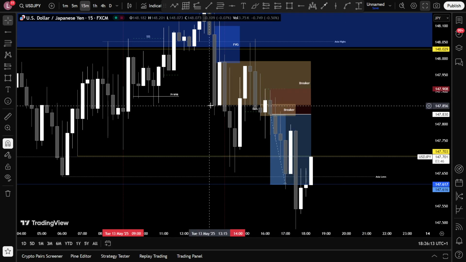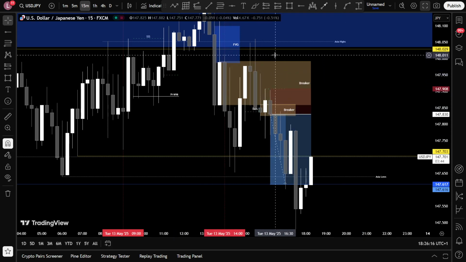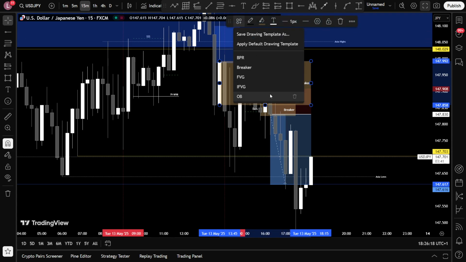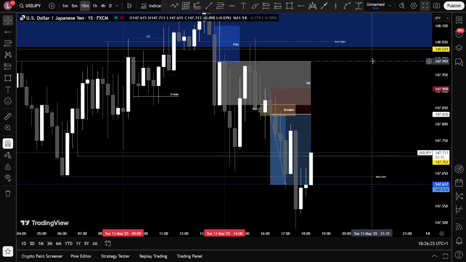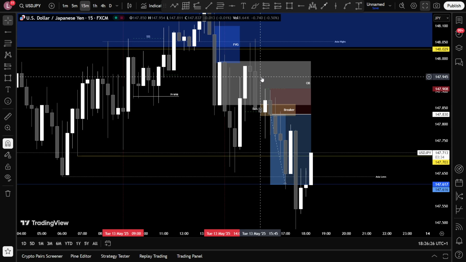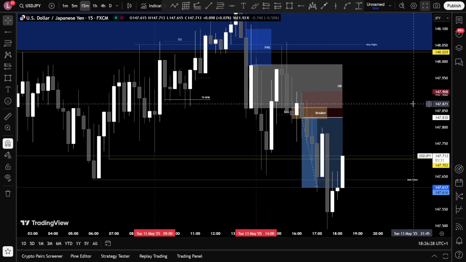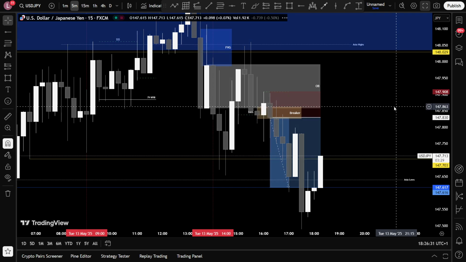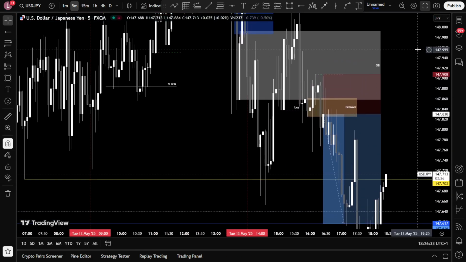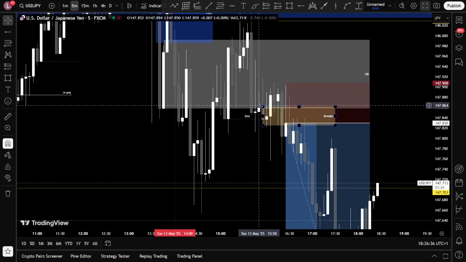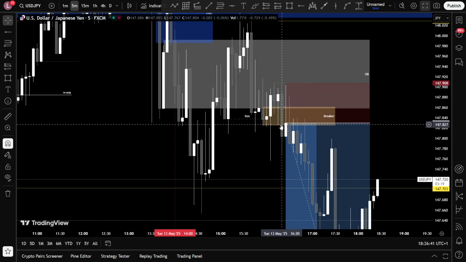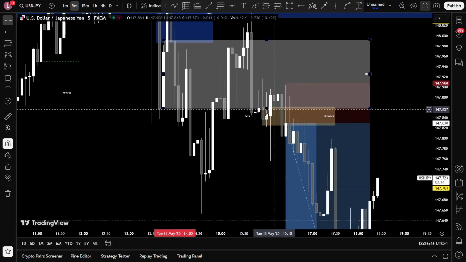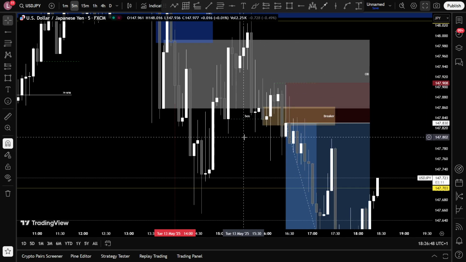At the end of the day, we broke structure to the downside right here. Then we retraced back into this order block, and then I just got home right here. I opened my chart and I saw the setup getting formed again. Price just reversed back into almost the area of interest, my key level. We just broke structure right here, and then I saw the retracement. Then we did another break of structure. Then I said, okay, if we pull up into this breaker block, I will enter. If not, I will not.